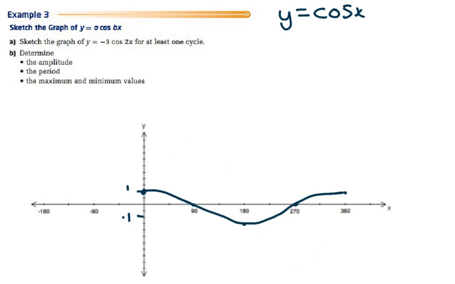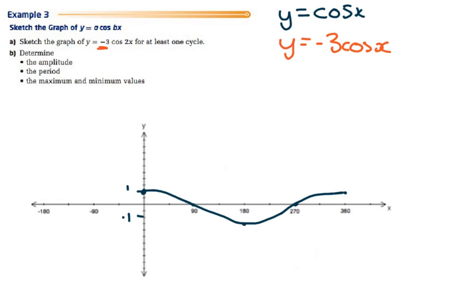Now, in the question, we're actually being asked to do 2 separate transformations. We need to deal with those separately one by one. So the first one we'll deal with is the negative 3. So what that will give us in the end is negative 3 cos x. That negative 3 is a vertical stretch, so all the vertical points get multiplied by negative 3.